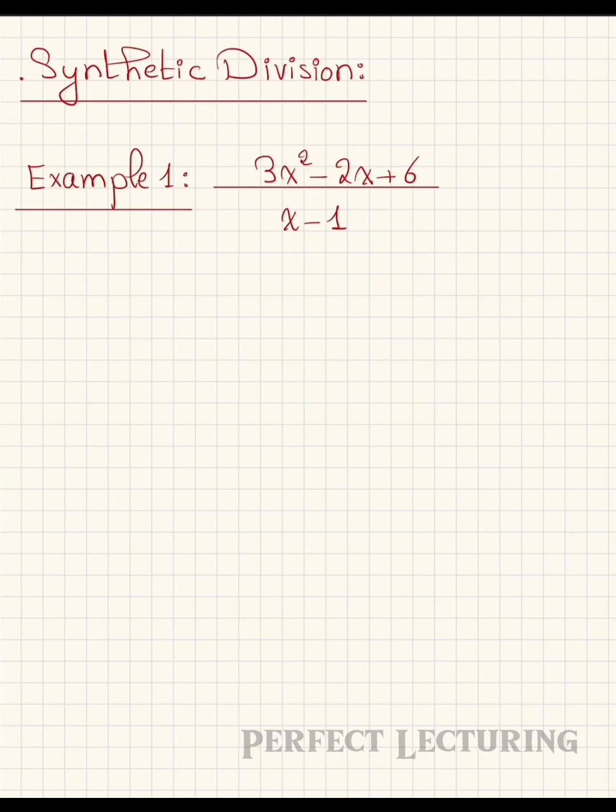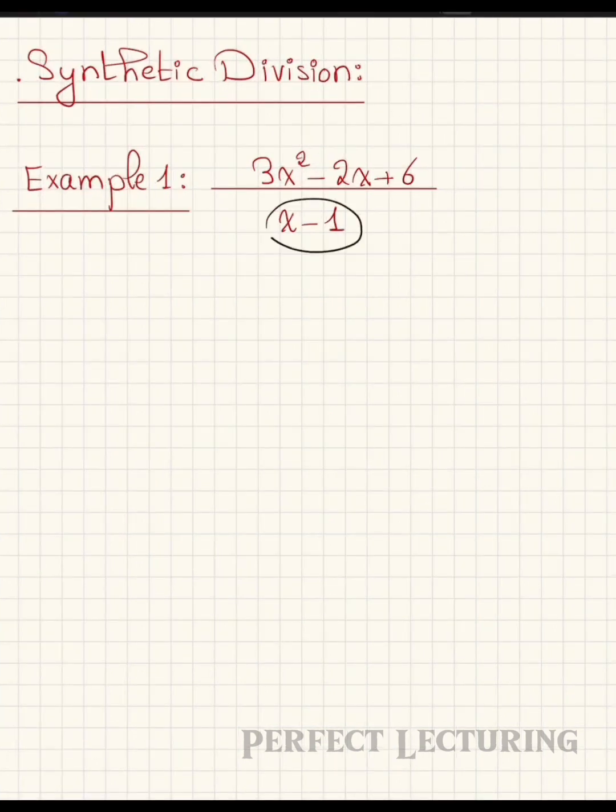This is a shorter method. However, it only works if there is a certain condition that is satisfied. What is this condition? The divisor must first of all be linear. What do I mean by linear? I mean the highest exponent is 1.